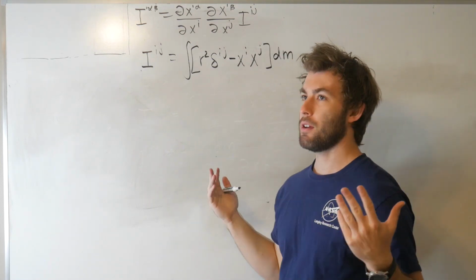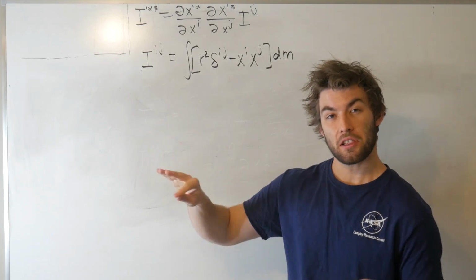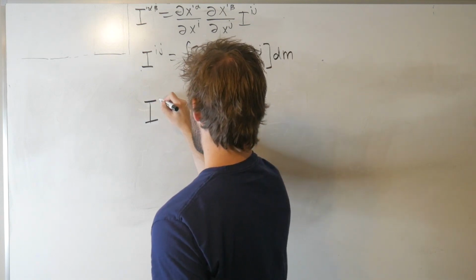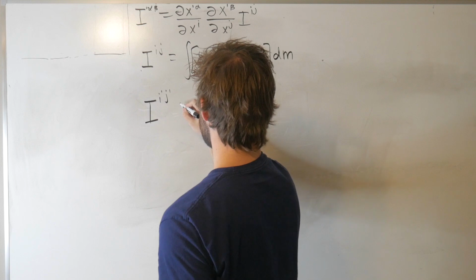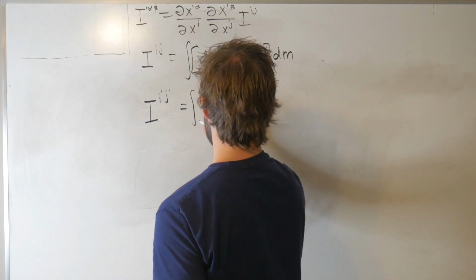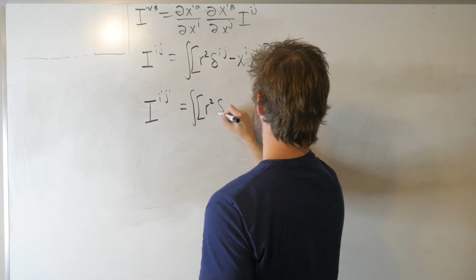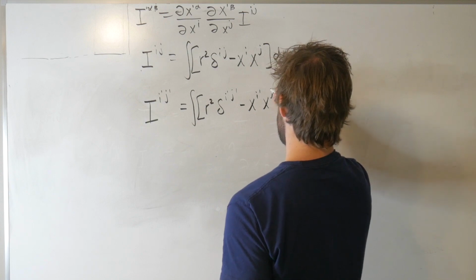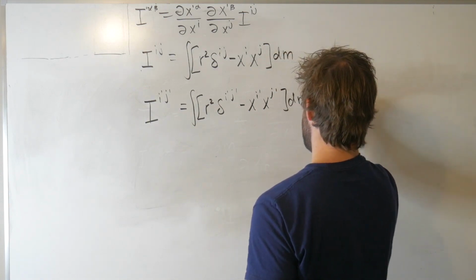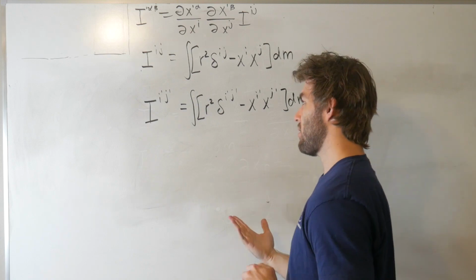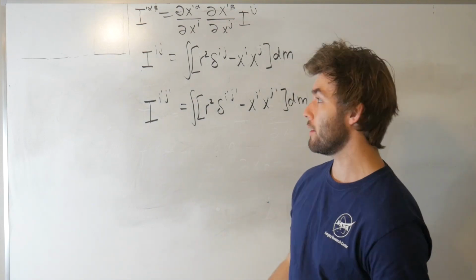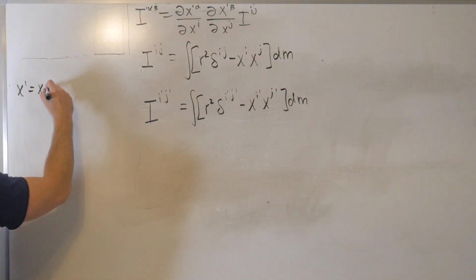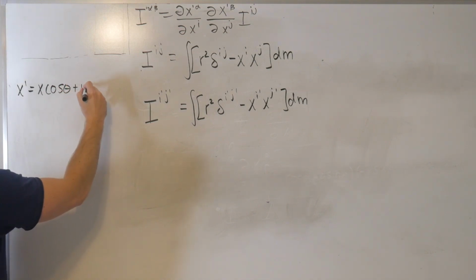And then let's say we can still be in an xy coordinate system, but a slightly different one, in which case we can be transforming into some I prime j prime, which is equal to the integral of r squared delta i prime j prime minus xi prime xj prime dm. And the way that we're going to be transforming, we'll use the orthogonal transformation that we established earlier, in which case, if you don't remember, we have x prime is equal to x cosine theta plus y sine theta.